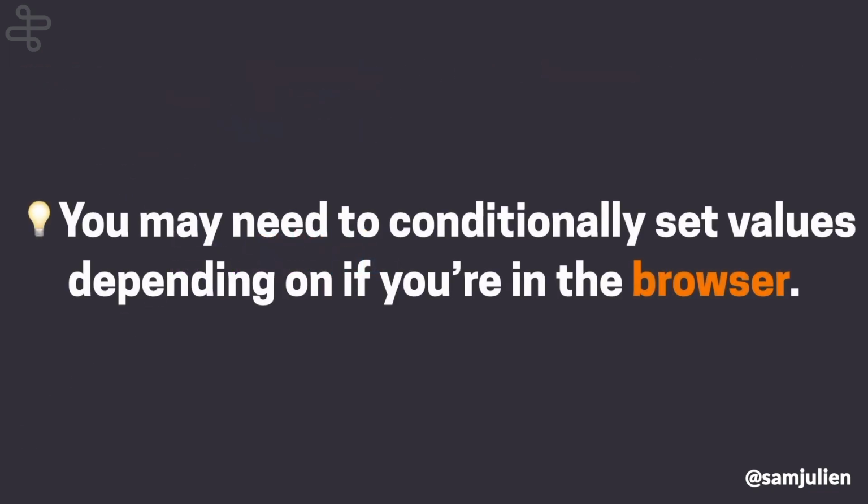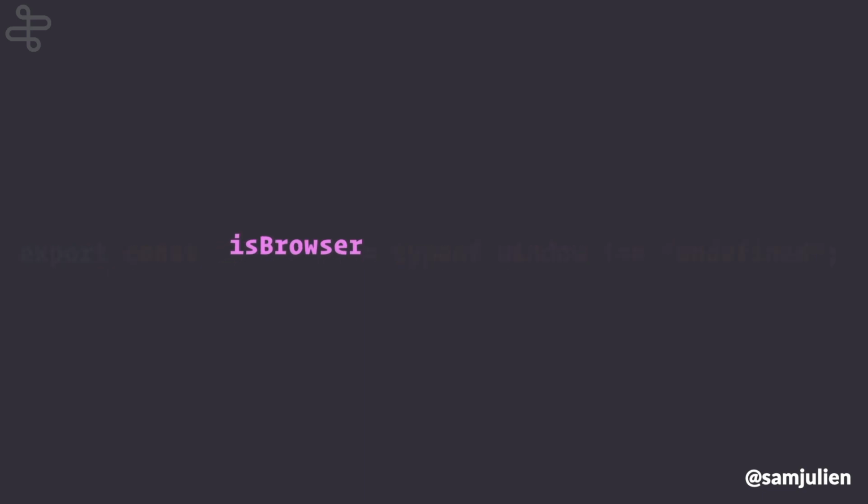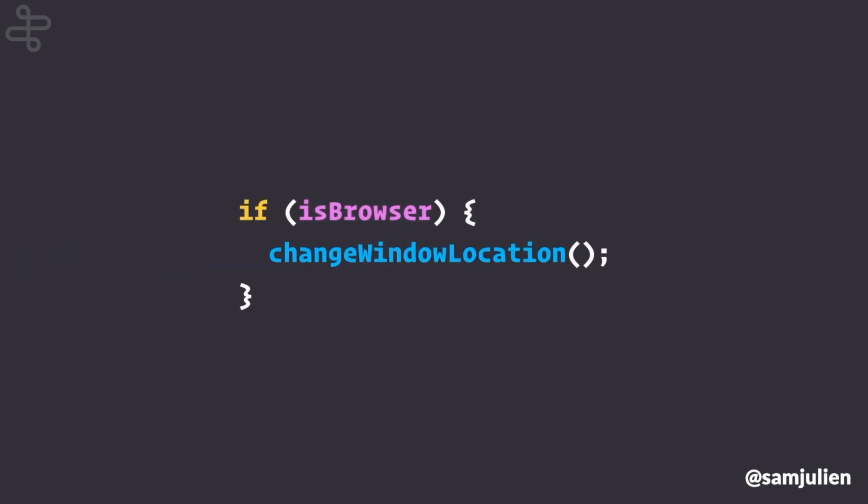You may also need to conditionally set values depending on if you're in the browser. For example, you could create a Boolean value here called isBrowser that just checks to see if window is defined or undefined. And then you could wrap whatever browser-specific function you want inside of that check. So check, hey, if we're in the browser, then run this function called change window location.